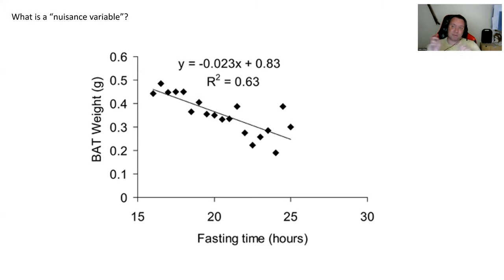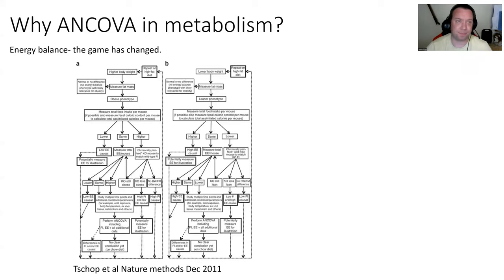But that difference in bat weight will be driven purely by your nuisance variable of how long it took to actually do the experiment, because you can't come all up at once. So you could control for that statistically using ANCOVA. So that's a nuisance variable.